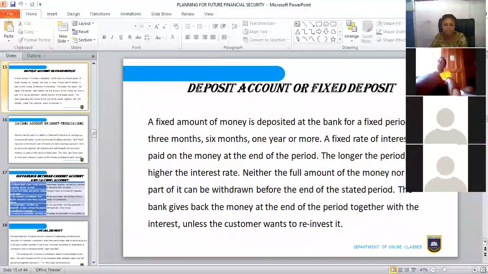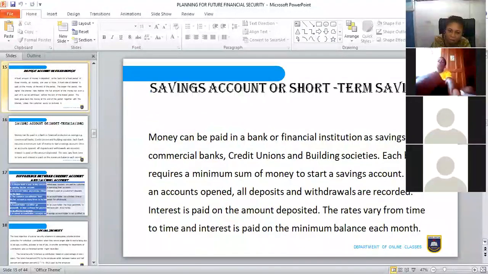So when the stated period is due, the bank gives back the money at the end of the period together with the interest. But if you as a customer want to reinvest the money, then you do so. You can either reinvest the capital or reinvest the interest. That is your choice. But like we said, with the fixed deposit, until the stated period, you cannot go and cash any money out of it. You have to wait until the period, and then you get both the money and the interest. That is the fixed deposit account.